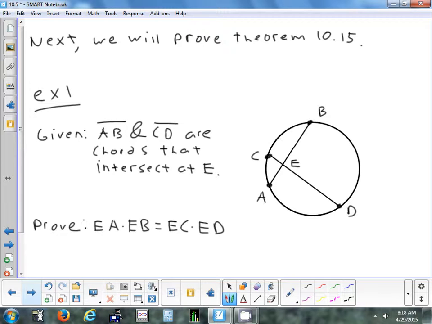Here's the same picture I just had on the other page. So first thing, you're given that AB and CD are chords. I marked the point where they cross as point E. And I want to prove EA times EB equals EC times ED. So this times this equals that times that.